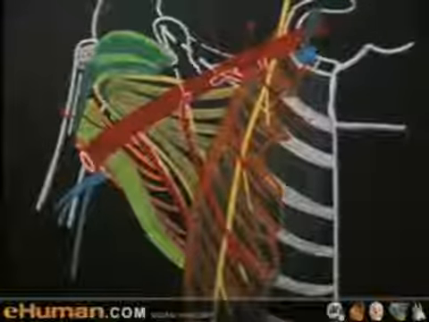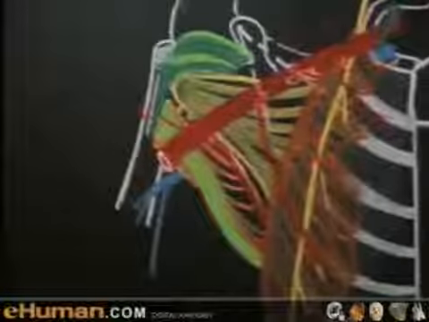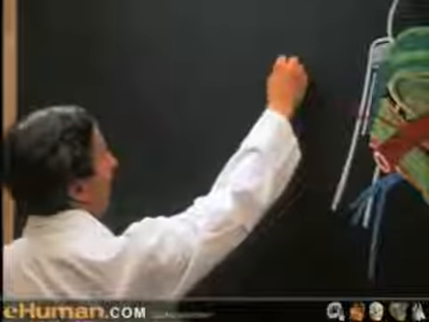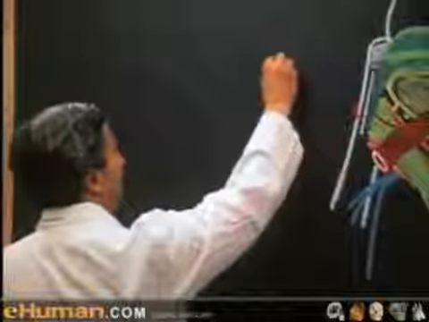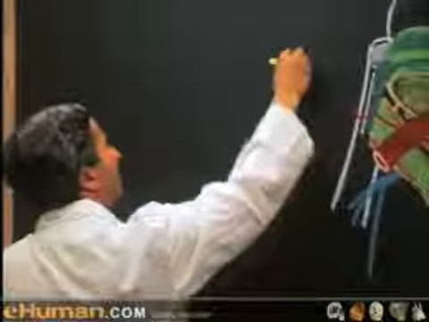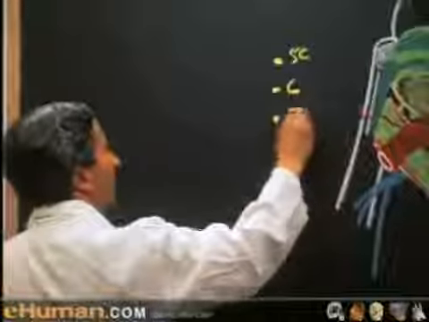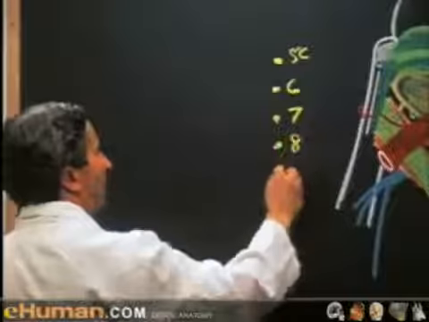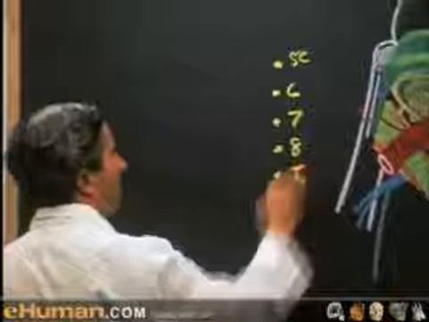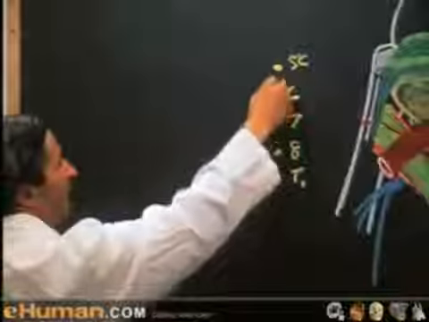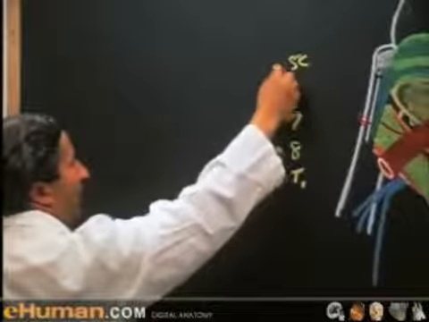The brachial plexus is formed from the anterior primary rami C5, 6, 7, 8 and T1. This is the 5th cervical, 6th, 7th, 8th and the 1st thoracic anterior primary rami. Now these rami give rise to the roots of the brachial plexus.